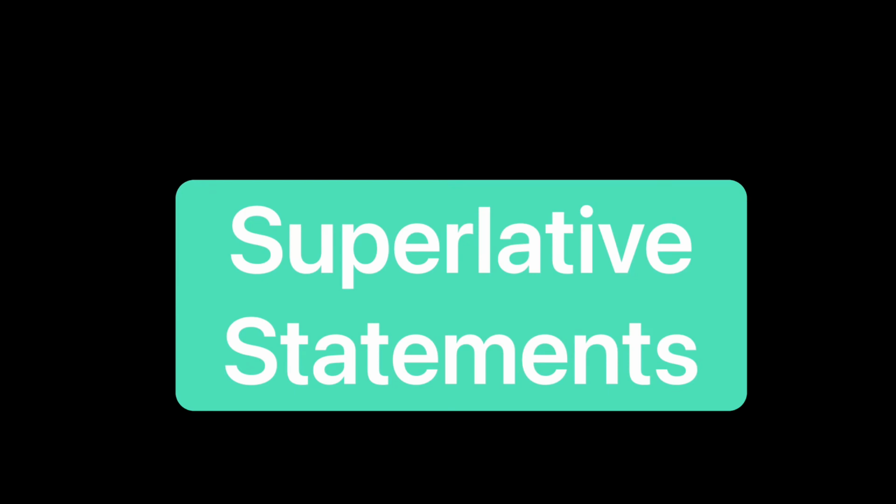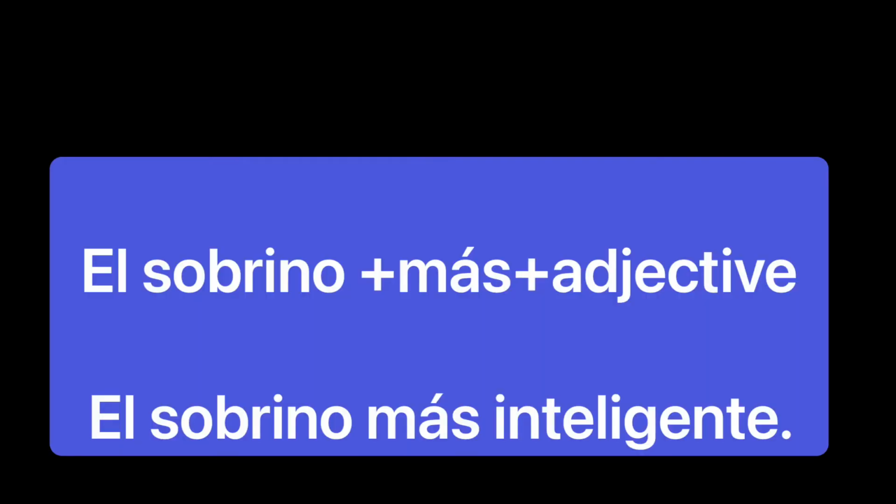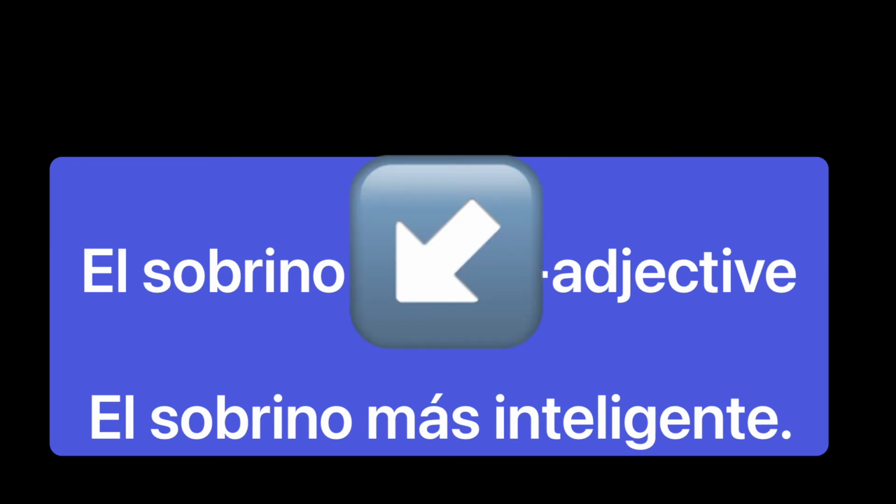Let's talk about superlative statements. In Spanish, we form superlatives by using a definite article before the person or thing being compared, plus más or menos, plus an adjective. For example, el sobrino más inteligente.